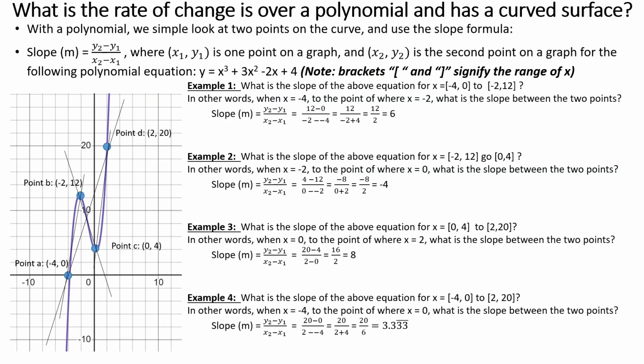Now I can do this over any period, and that's what I wanted to show you here. We did this for one point right here, and I've done it for all 4 different points. I found every slope here from -4, 0 to -2, 2. That's what that line is here. And then this line from -2, 2 to point C, which is 0, 4. Then from 0, 4 to 2, 20. And then my final slope from point A, -4, 0 to D, 2, 20.